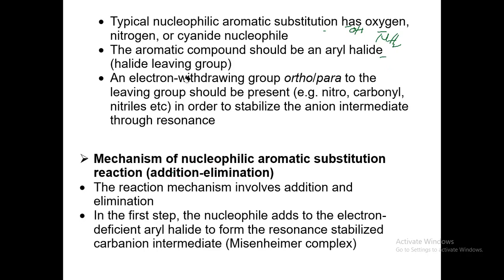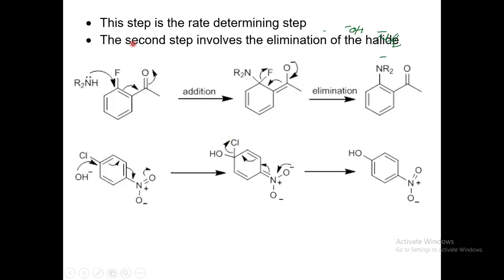But now let's move on. So we are saying that this step is the rate determining step. That's the step forming the intermediate, the anion intermediate is the rate determining step, right? The second step is the elimination of the halide, right? So the mechanism has been explained to give us better understanding. Very simple. Now, what do we have here?